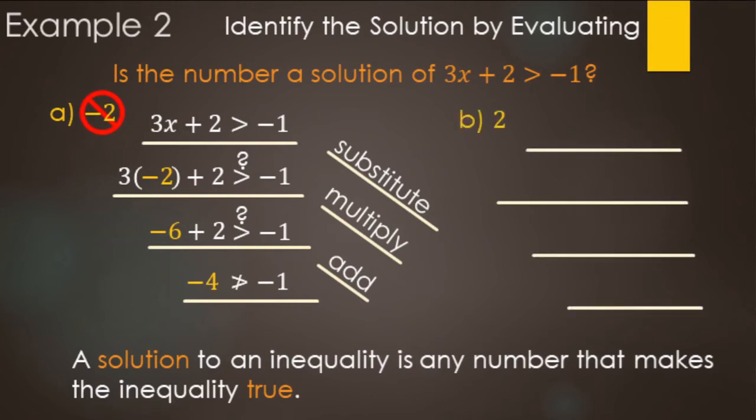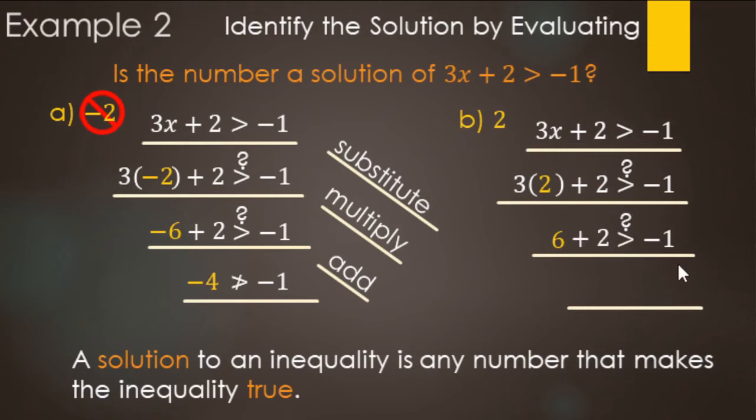So go ahead and try the value 2 and see if that's a solution. Pause the video and then come on back. So we're going to start out by substituting. So we're going to replace the x with the value that we're trying. In this case, it's a 2. And then we're going to do our order of operations to see if it is indeed greater than -1. So start out with a multiply step, 3 times 2. Then we still have the plus 2, checking to see if that's going to be greater than -1. 6 plus 2 for addition makes 8, and 8 is indeed greater than -1. So 2 is indeed a solution to the inequality 3x plus 2 is greater than -1.